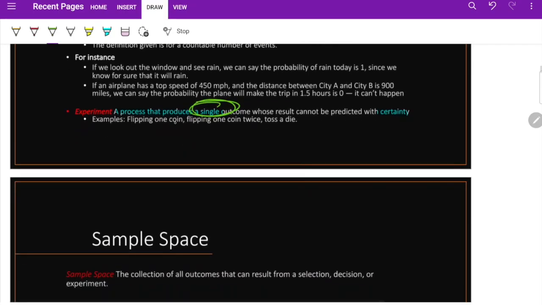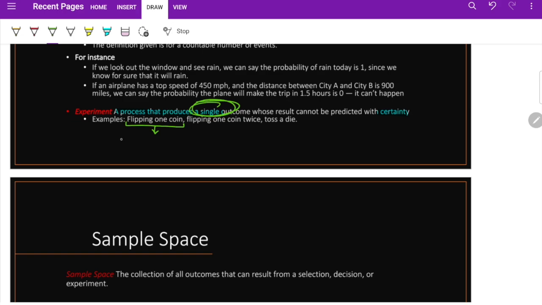This is important to understand what's happening in this experiment, for example. Flipping one coin. Flipping one coin is an experiment, okay? And the idea is, if I ask you to flip a coin, what is the outcome that you are going to get? You're going to get only one outcome, okay? One outcome. You will not get two.